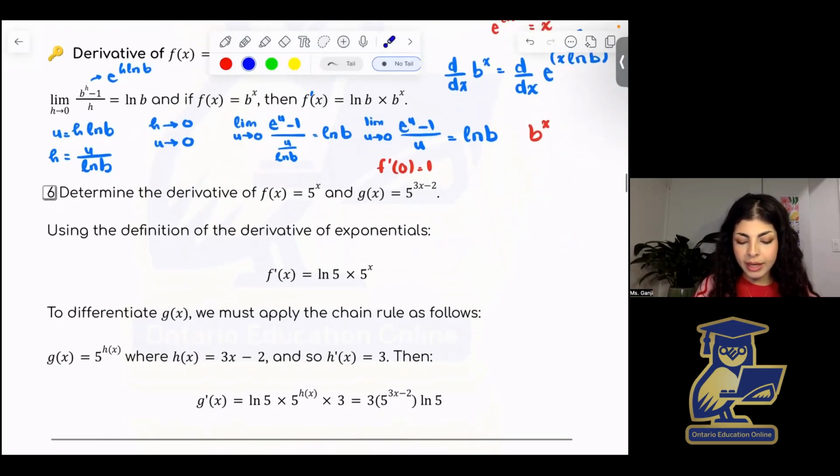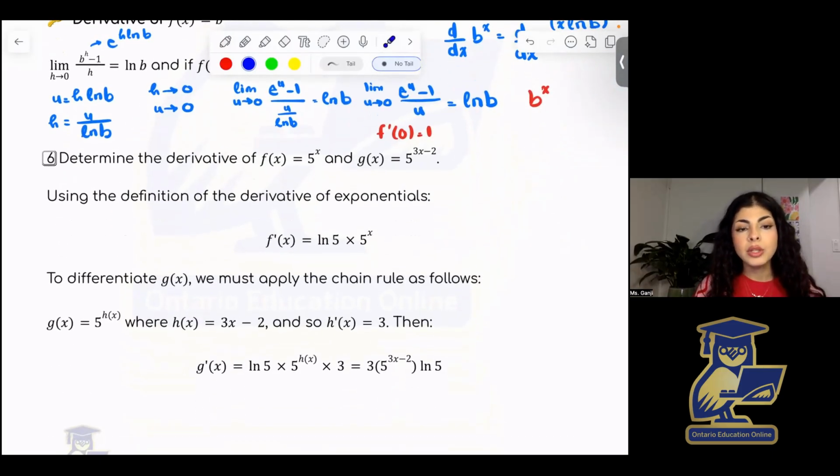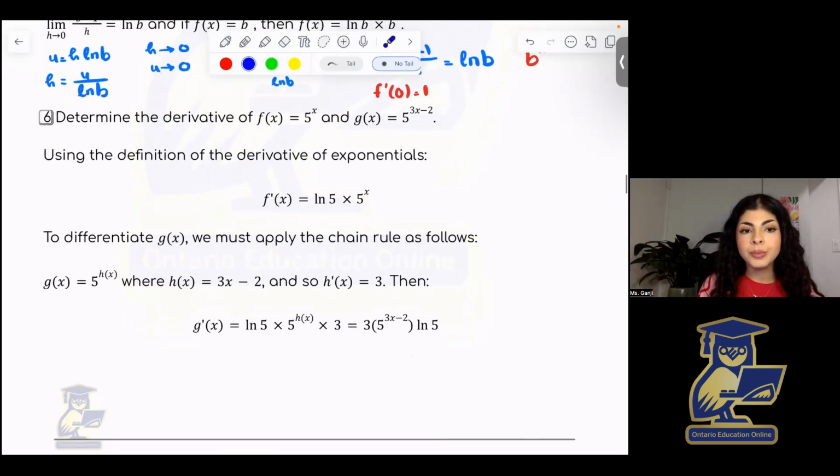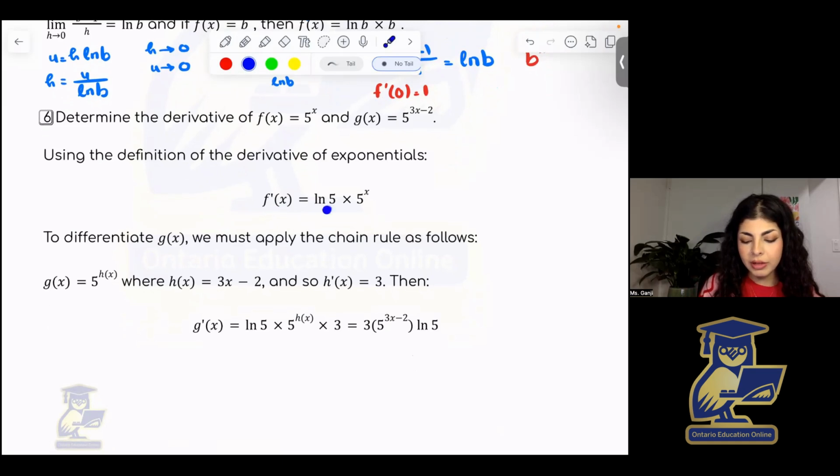Now let's try an example. So we have the function f of x is equal to 5 to the power of x. And we also have a composite function, g of x is 5 to the power of 3x minus 2. And we're going to now use this definition to find the derivative of both of these. So with our first function, this is just the definition. So f prime of x is going to give us natural log of 5 and just the function itself, 5 to the power of x. And that's pretty much it.